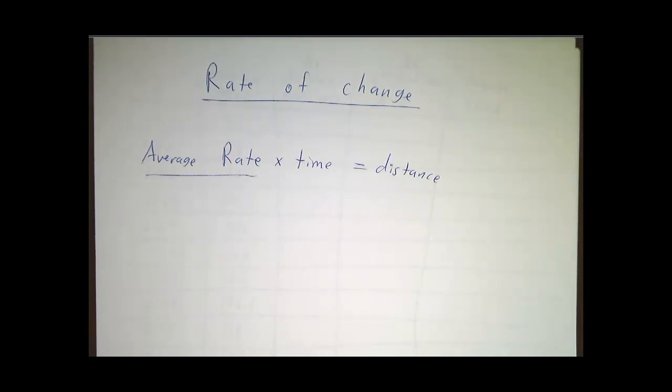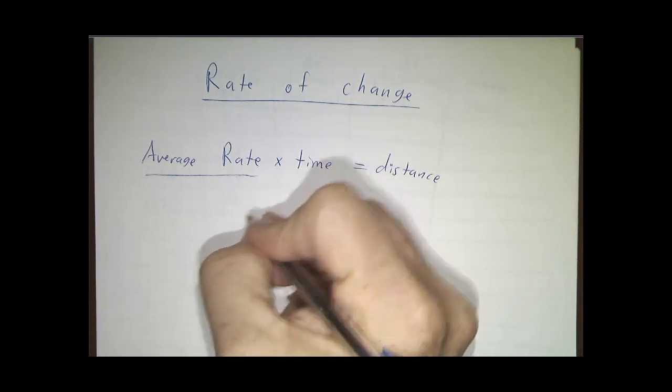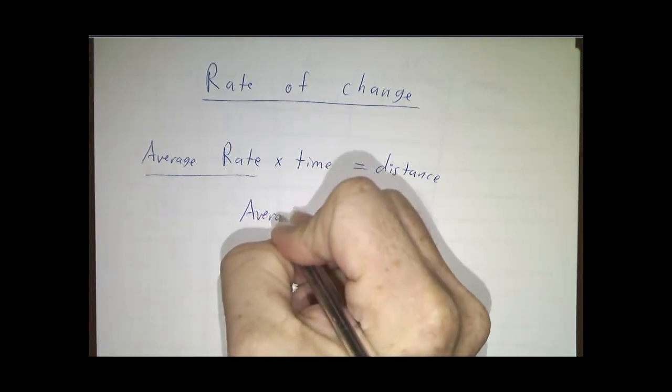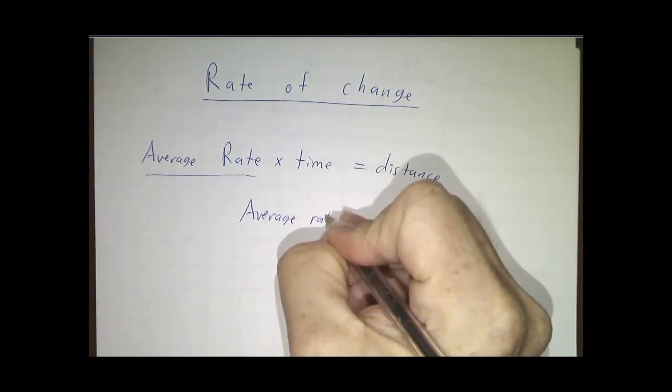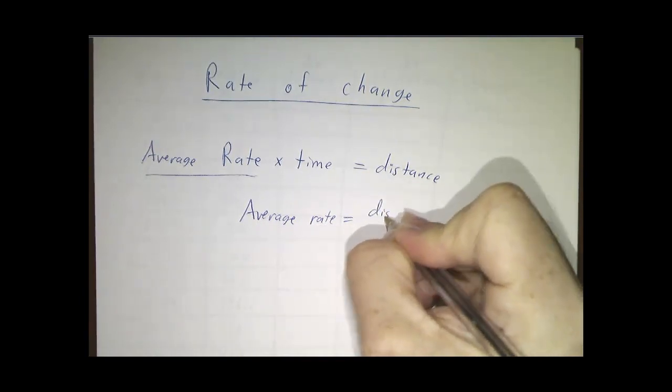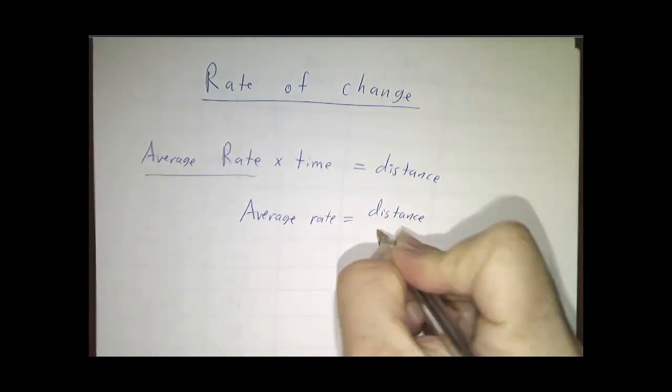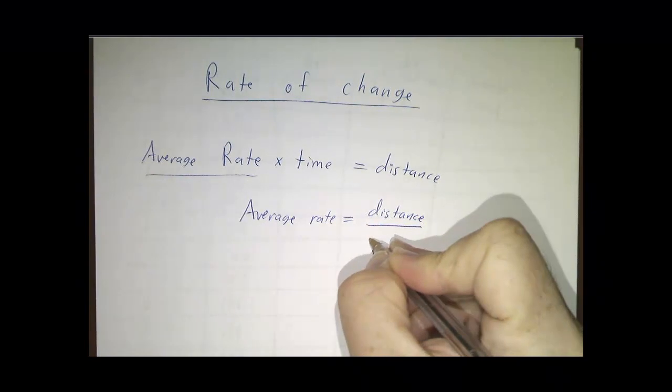If you've traveled 30 miles in the last half hour, then you average 60 miles an hour, even though maybe you were going a little faster sometimes and a little slower other times. So what we can say is average rate is always the distance traveled divided by the elapsed time.